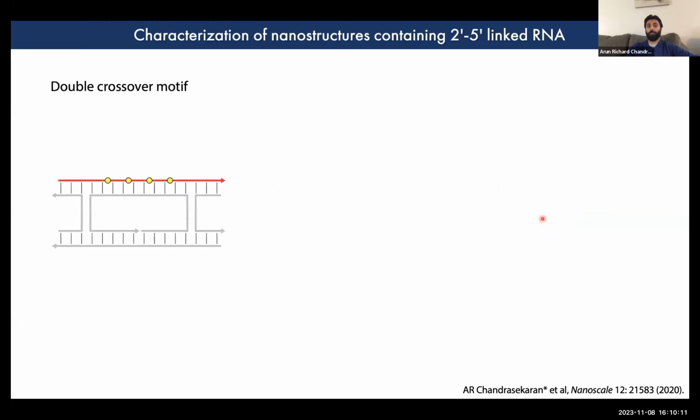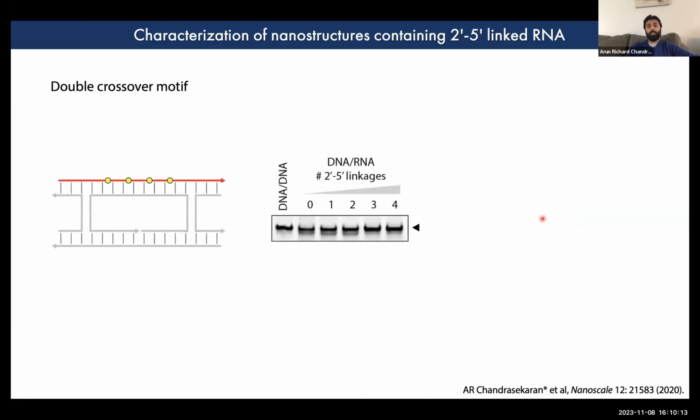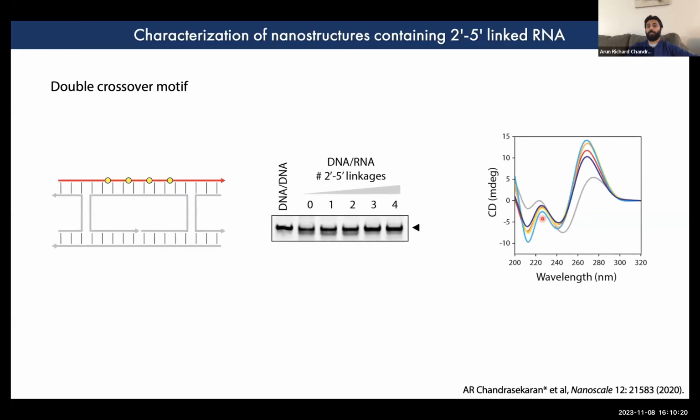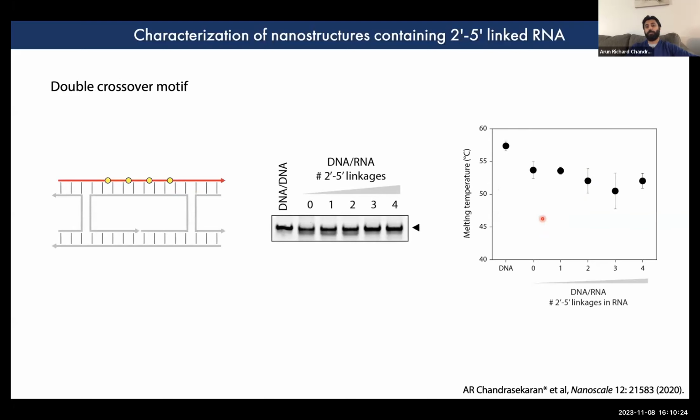And then we moved on to the double crossover motif. We again saw that assembly was not affected that much when we increased the number of linkages from 1 to 4. And we also confirmed it using CD spectra. And here we also performed UV melting experiments to see whether the incorporation of RNA or the incorporation of 2'-5' linkages affects the thermal stability of these structures. And we saw that incorporation does have a slight impact on the UV melting temperatures, but it's not that much when we increase the number of linkages.